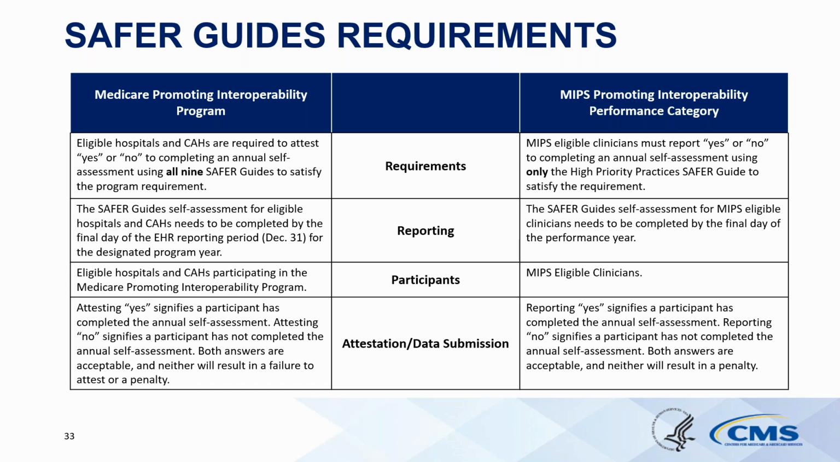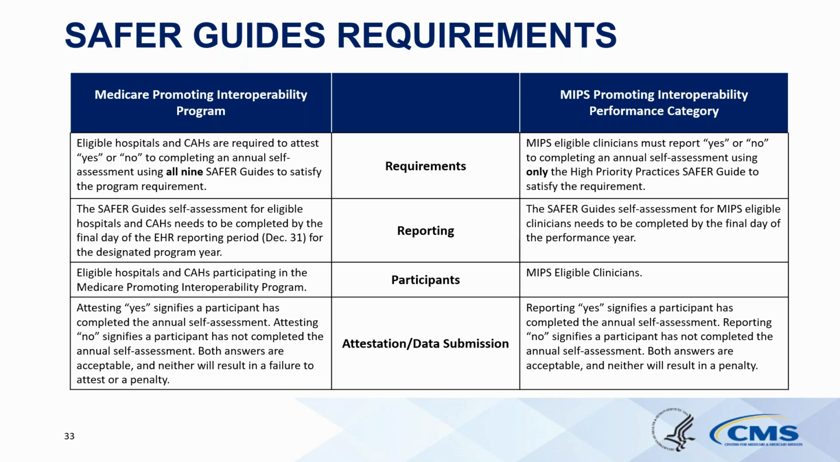The measure itself for both programs is simply asking, did you do a self-assessment, yes or no? We don't ask to what degree the self-assessment was completed or how you performed on your self-assessment. It's just a simple, did you do it, yes or no? Both answers fulfill the measure requirement without penalty, because again, we're just asking, did you do it? We do note that leaving the SAFER guides measure attestation blank, such as an NA, is how you will fail the measure requirements and ultimately the PI program or PI performance category. We don't allow a score of 0 for either category, so that's the only way that you would fail.